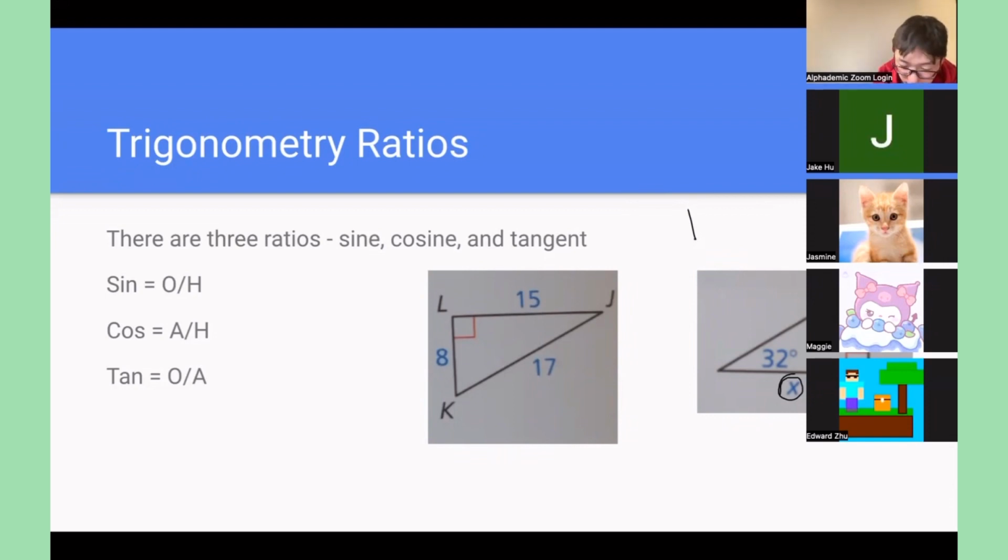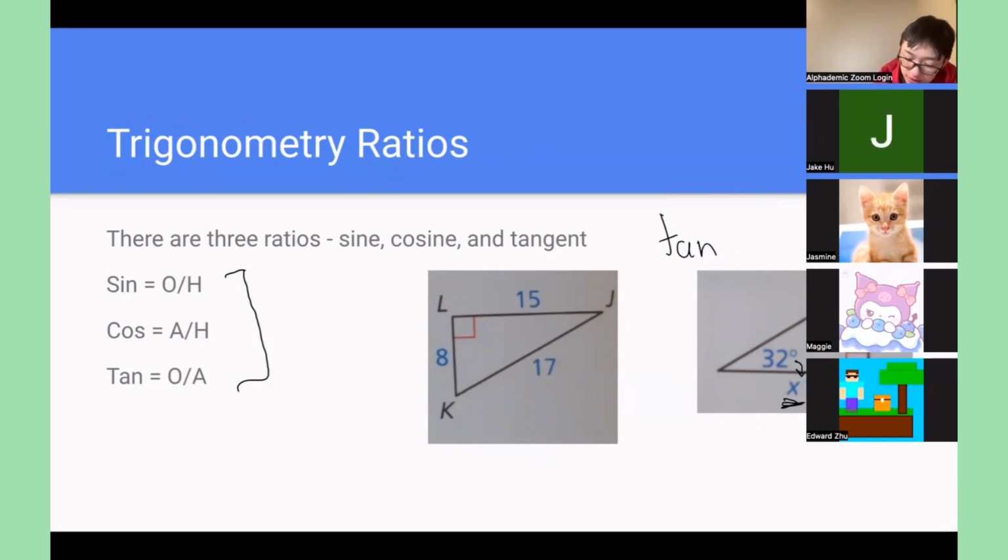Yes, so for this one, you would have to use a calculator to find the value of this, because it would be impossible to solve the value of tangent 32 by hand. Essentially, we are given the angle and a side, but we need to find the other side. In this case, we would use tangent, because you have the opposite side and the adjacent side, and we're trying to find the adjacent side.